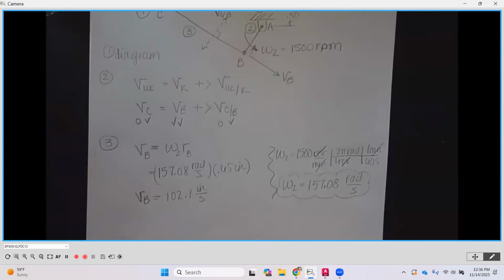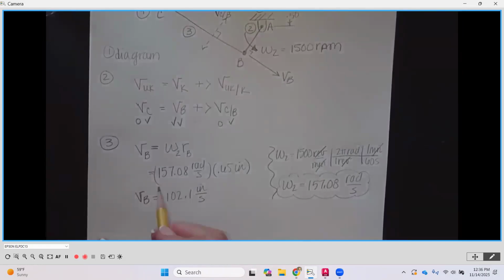Double check. Make sure you get the same number as I do. Just want a confirmation. Make sure you guys are getting the same thing. 157.08 times 0.65. Yep, you got the same thing.